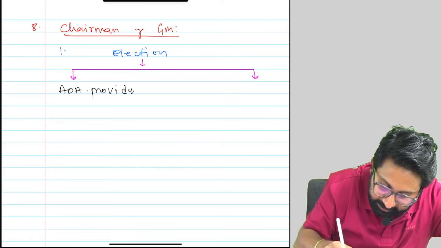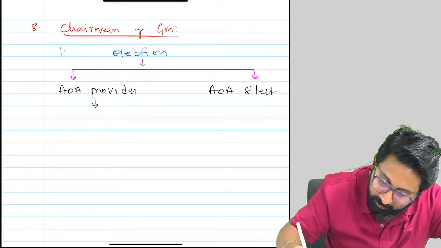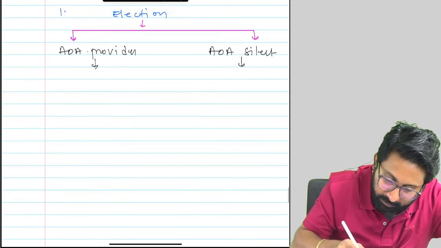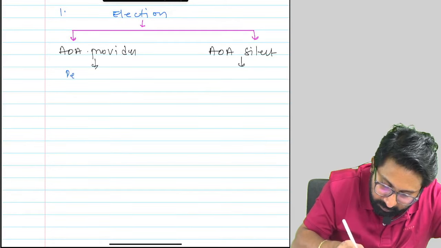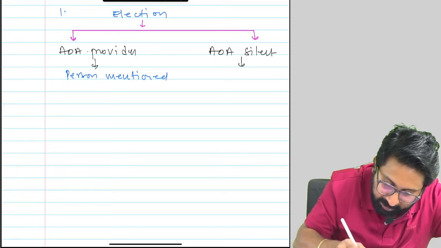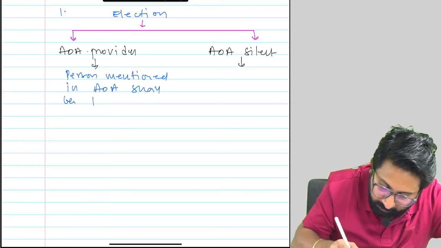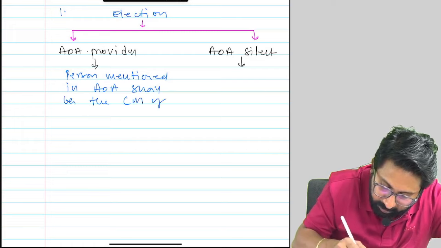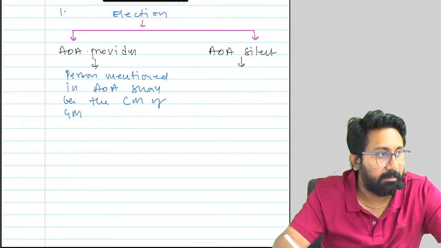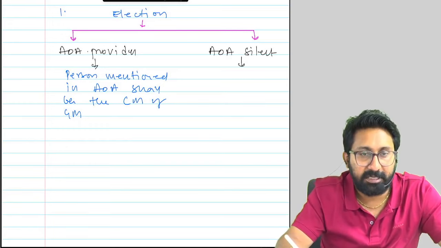AOA provides, AOA silent. If AOA provides, person mentioned in AOA shall be the chairman of general meetings. Person mentioned in the AOA shall be chairman of general meeting.